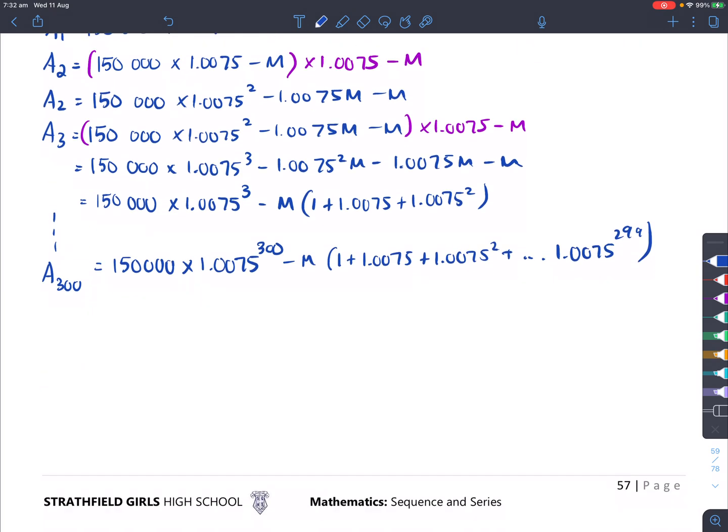Then what we need to do is set A300 as 0 because after 300 months we owe nothing. We've repaid the loan. This is now equal to 150,000 times 1.0075 to the power 300, and what we can do is use the sum formula on this.